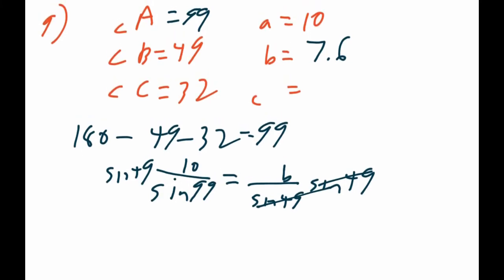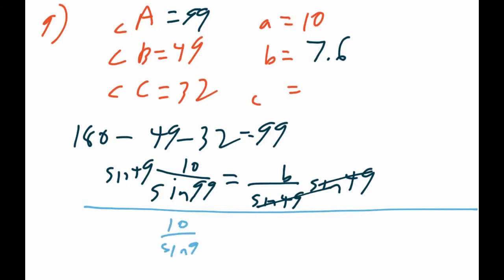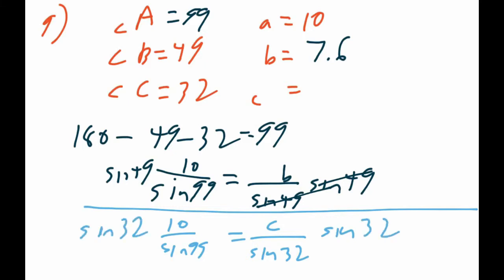Now, we're going to do this again with C, except instead of the right side being B, we're going to use C over the sine of 32, which means I'm going to multiply both sides by the sine of 32, and we'll get our answer. And so this one is 5.3.